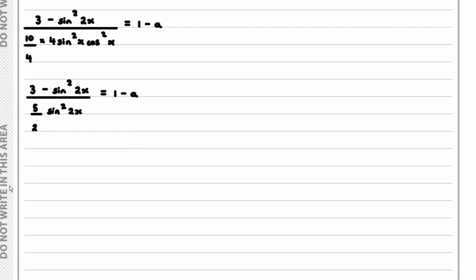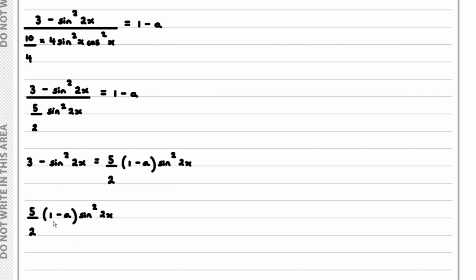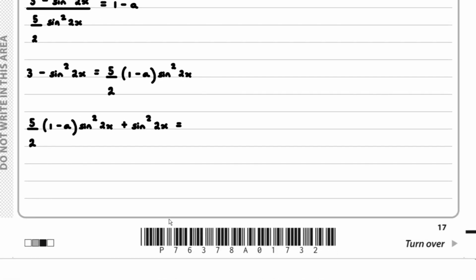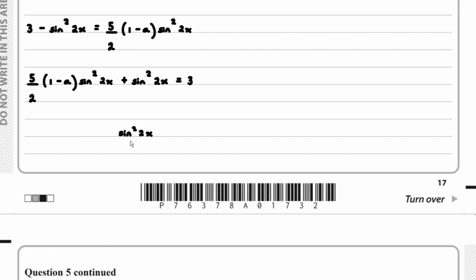Let's multiply through and get rid of the denominator. So I've got 3 subtract sine squared 2x equals 5 over 2 times by 1 subtract a times by sine squared 2x. Now everything involving a sine squared 2x, let's take over to one side. So I've got 5 over 2 times 1 subtract a sine squared 2x plus another sine squared 2x, this will equal 3. So now if I factorize out a sine squared 2x, I would have 5 over 2 times 1 subtract a plus 1 inside the bracket, and this is all equal to 3.